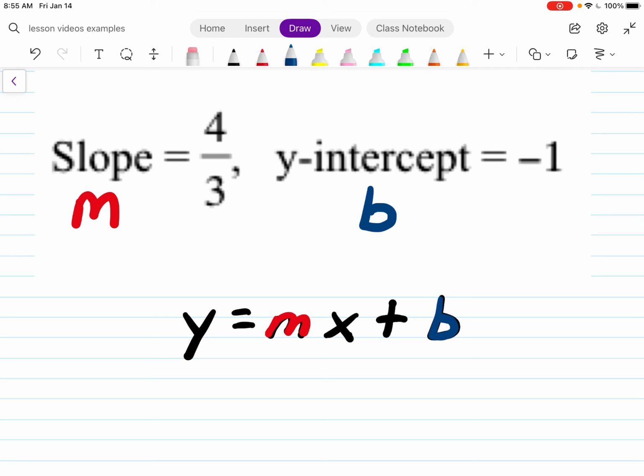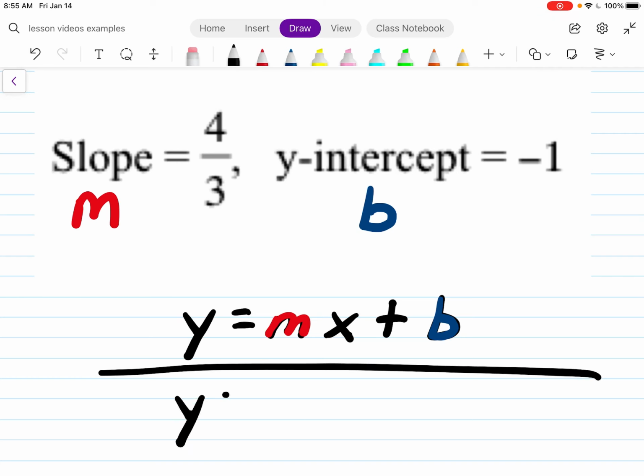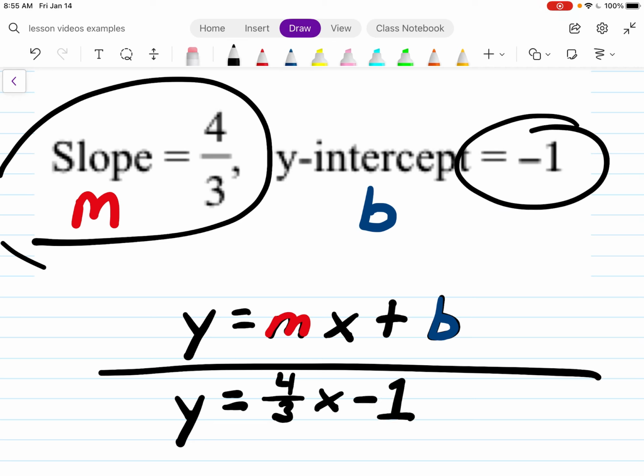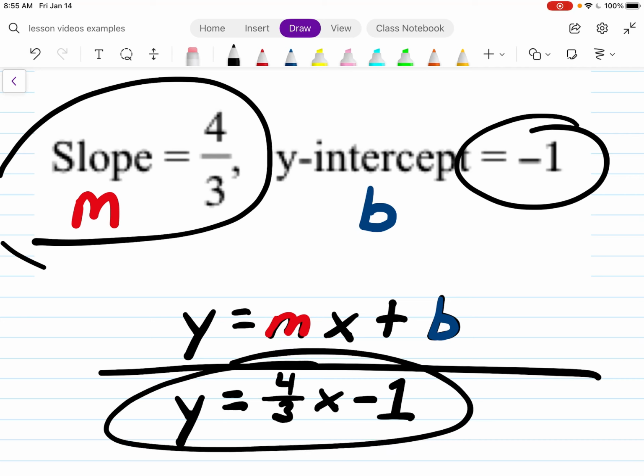So we're going to rewrite the y equals, because that will be part of every answer. Y equals, and the slope they gave us was 4 over 3, so 4 over 3x, and our y-intercept is -1, so we'll put -1. So the way you write this in slope-intercept form is y equals 4 over 3x minus 1.